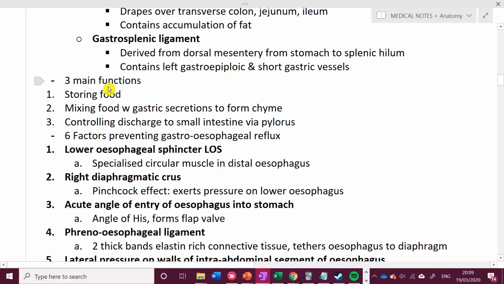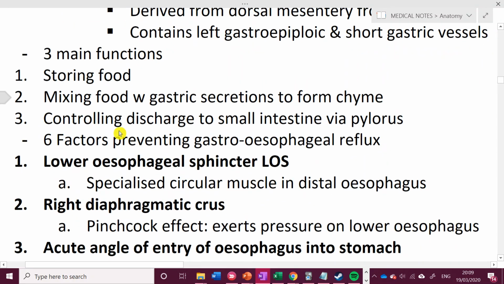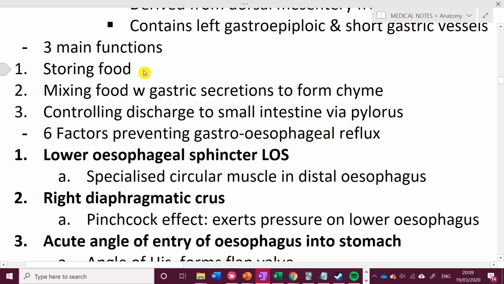So what are the main functions of the stomach? Well, firstly, it's to store food as a reservoir, and also it mixes food with gastric secretions to form chyme, and it controls discharge to the small intestine via the pylorus, which is very important because the pylorus can detect food and certain chemicals and cause negative feedback loops, which can control the rate of emptying.